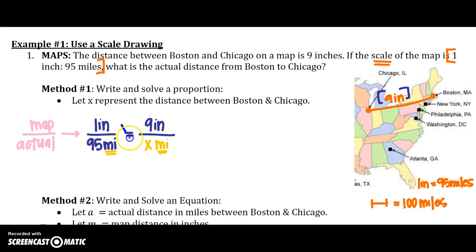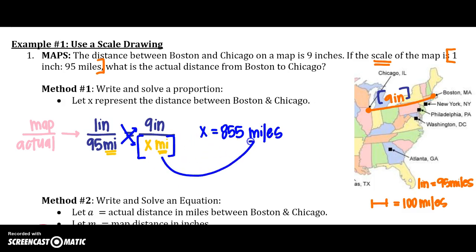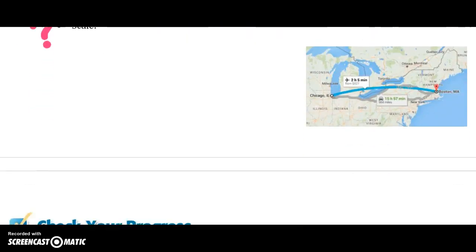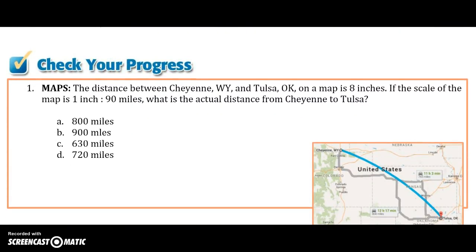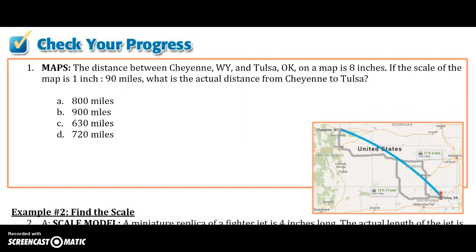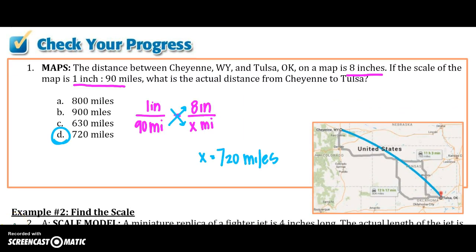So to solve, I'm just going to cross multiply, and I'm going to get x equals 855 miles. Again, because x was what was left and I'm solving for, I'm going to use miles as my units. Alright, let's go to the next page. Go ahead and do your checkpoint really fast. Alright, I got 720 miles. Hope you did too. We're going to keep on moving.